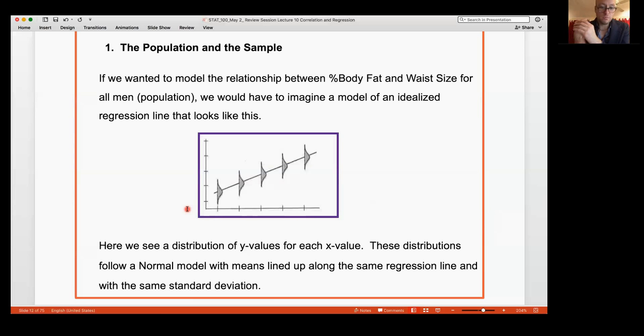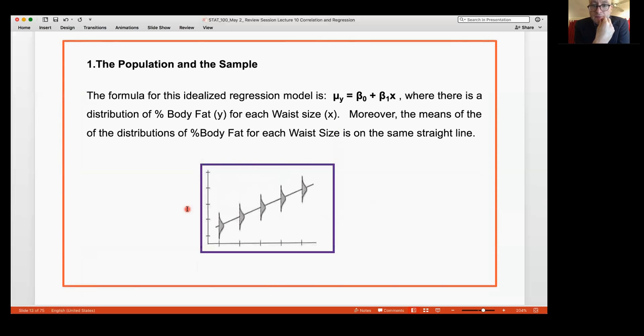So these distributions follow a normal model with means lined up along the same regression line and with the same standard deviation. And of course, because these are means and population standard deviations conditional on values of X, we would use mu and we'd use Greek symbols, sigma for conditional standard deviations. And in fact, we will also use Greek symbols when we write out the idealized regression model. When I say idealized, I mean the hypothesized estimated population regression line, the one that we do not observe in the population.